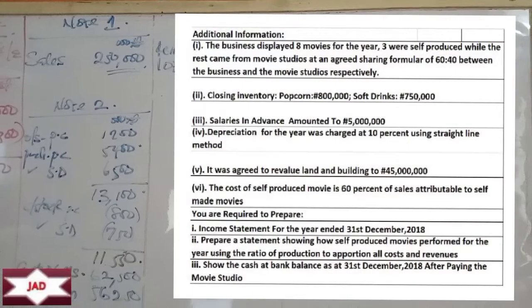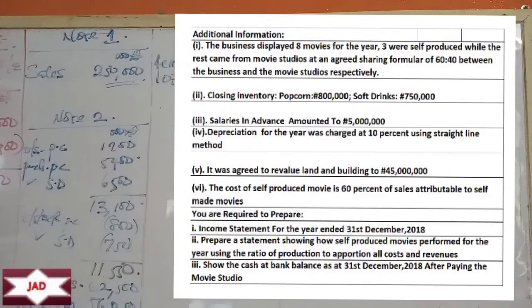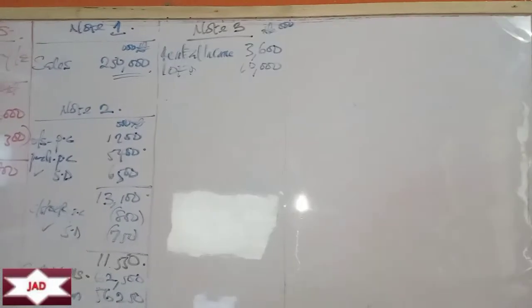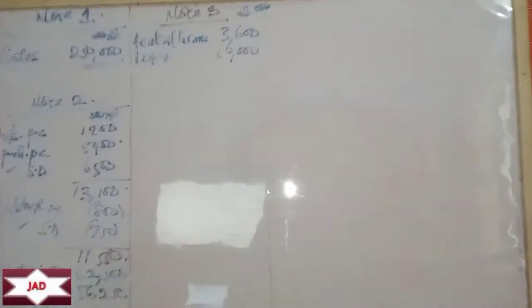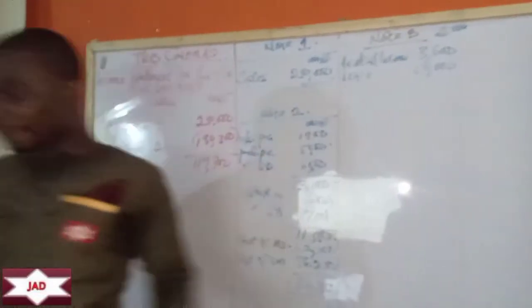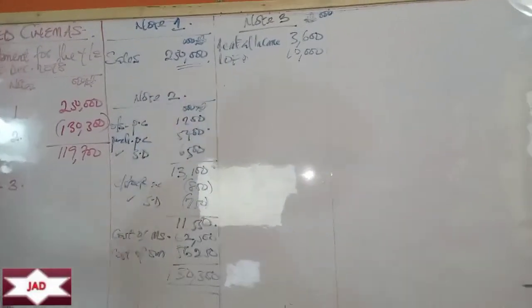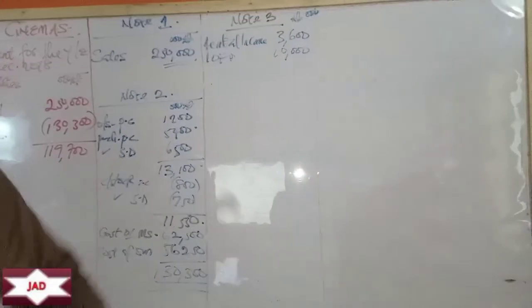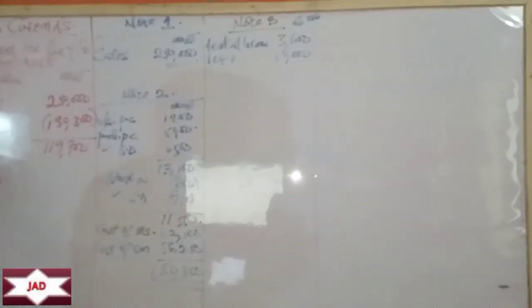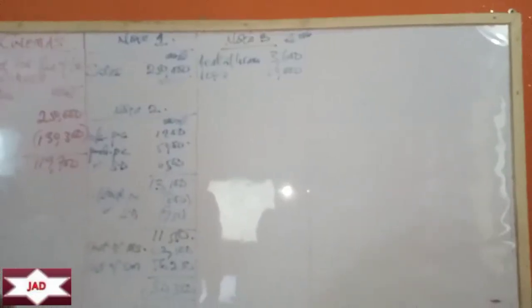notes five. It was agreed to revalue land and building to 45 million. Now, what does that mean? Remember, I don't want to take us to impairment, but let's just use our basic understanding here, okay? Ordinarily, at reporting periods, you check the value of an asset with its marketable value at every point. But let's not go there. Let's use our basic understanding here to make it easy for us. So yeah, they said it was agreed to revalue land and building to 45 million.